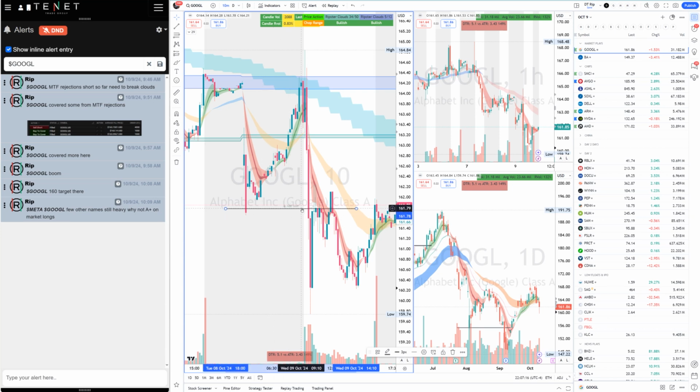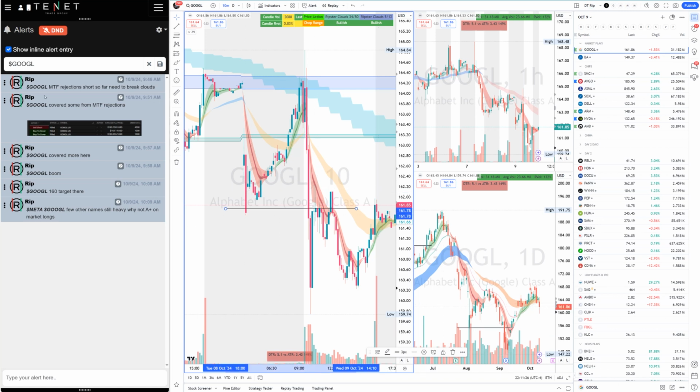This was my first target here. I think I did cover most of it a little early. I was a little early on covering here, but I could have held it a bit more. But it was a nice profitable trade. You know, I did get almost $1.50 personally there. So that was a good one. Let's go to the next one.